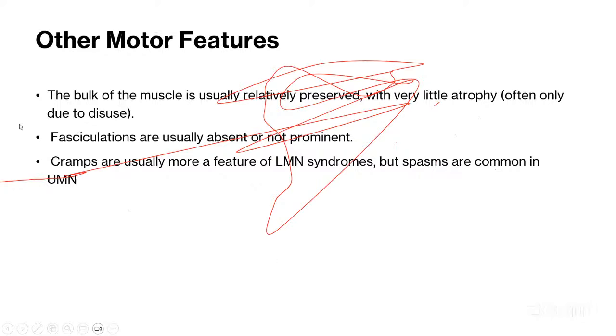Other motor features, like the bulk of the muscle, can also help us. We can ask whether the bulk of the muscle has reduced or is preserved. Usually in UMN it is preserved, while in LMN we can see atrophy. We can ask about fasciculations. They are usually absent in UMN and present in LMN. And cramps should be asked about in the history, as cramps are a feature of LMN, but spasms are a feature of UMN. So we have to differentiate whether it's a cramp or a spasm in the history.